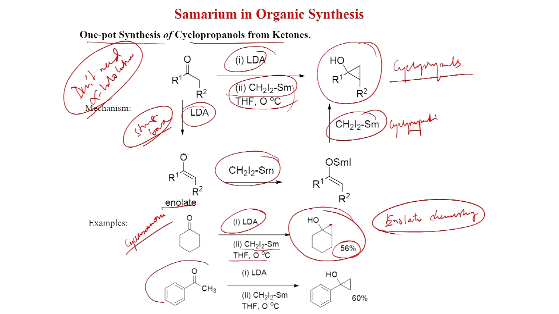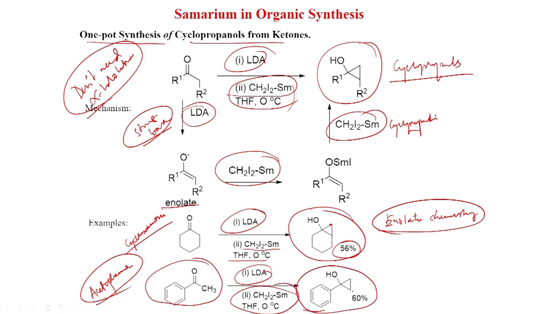Also, if you have acetophenone, this is acetophenone, and acetophenone with LDA also makes the enolate, and after that with CH2I2 samarium you get this cyclopropanol in 60% yield.